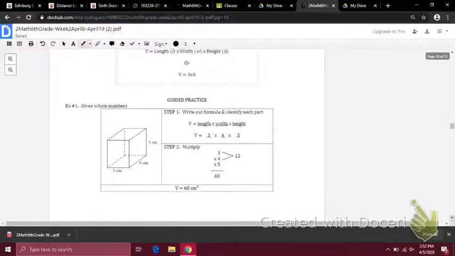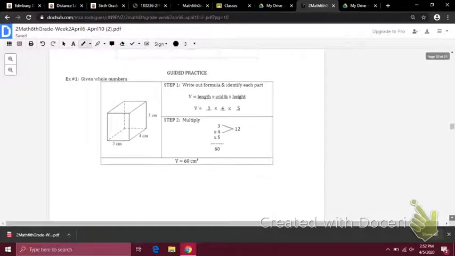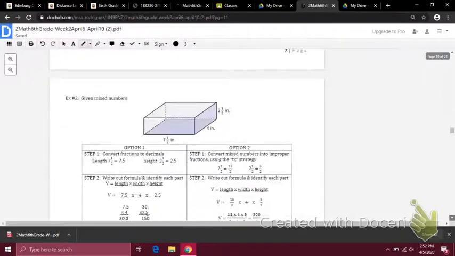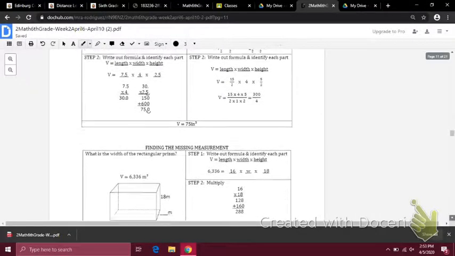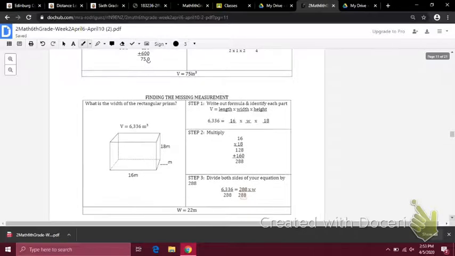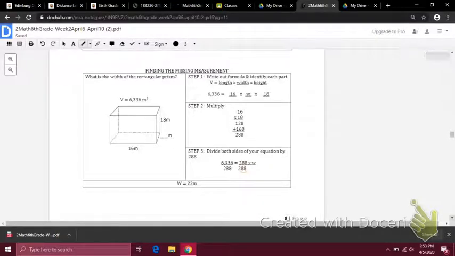Then they give you an example. Once you write down the formula, length times width times height, substitute. Here is your length, here is your width, here is your height. Then you multiply, and that's how they ended up getting 60. If you have some with fractions or mixed numbers, you can always change them to decimals if you want, or you can use the Texas strategy and multiply the fractions themselves. You can follow the examples there that they gave you because they're very similar to the ones we've done in class.